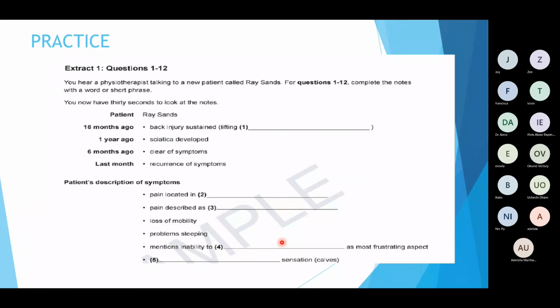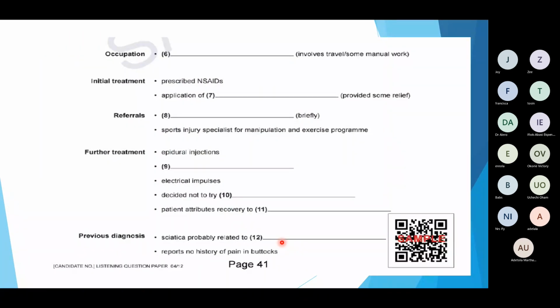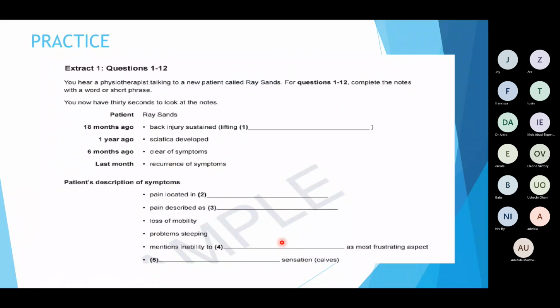Let's go through this and then take a look at these two. Okay, so we start, right?